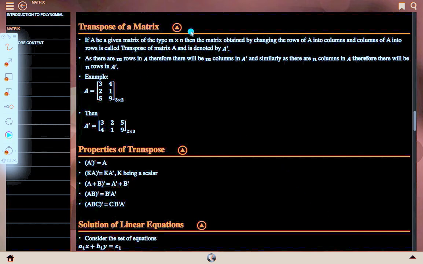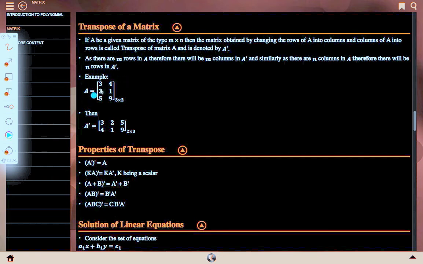Transpose of matrix. If A is a given matrix of the type m into n, then the matrix obtained by changing the rows of A into columns and columns of A into rows is called the transpose of the matrix and is denoted by A'. Here, as there are m rows in A, there will be m columns in A transpose, and similarly as there are n columns in A, there will be n rows in A transpose.